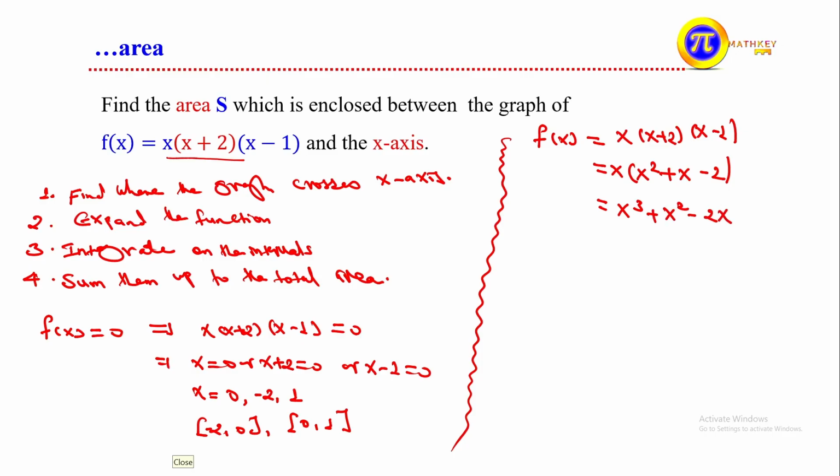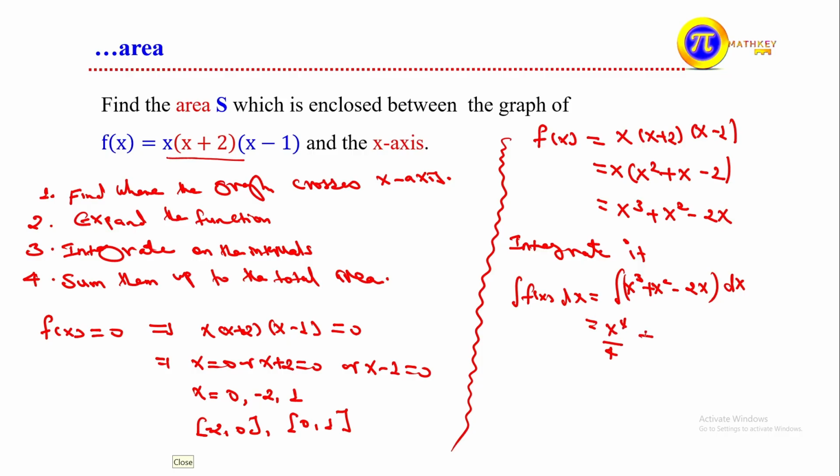After that, we find the antiderivative, or integration, of this. The integral of f of x with respect to x equals the integral of x cubed plus x squared minus twice x, which equals x to the power of 4 over 4 plus x to the power of 3 over 3 minus 2x squared over 2, that means x squared. So we'll calculate the area between each interval. The antiderivative looks like this.